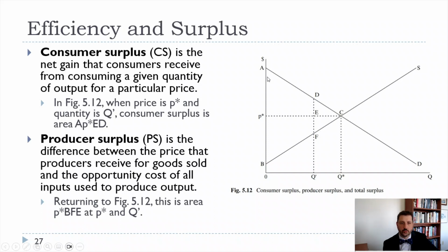Now our consumer surplus is this trapezoid, A, P star, E, D, and then the producer surplus is B, P star, E, F. And then what happened to our triangle FCD, right? Well, that's just disappeared. And that's why we call it deadweight loss, right? It's trades that never even happened.